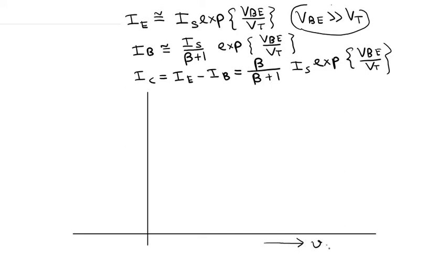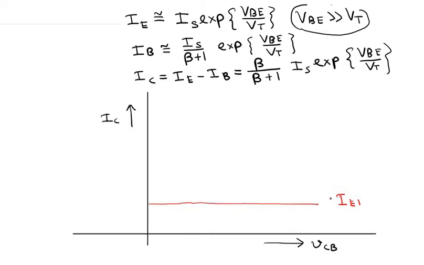So this axis is VCB here, and along the y-axis we draw the collector current. For positive values of VCB, the collector current is basically almost constant with VCB. With an increase in VCB, the collector current doesn't vary much. So the collector current is basically constant with increase in VCB for positive values of VCB. Okay, this is for IE1.